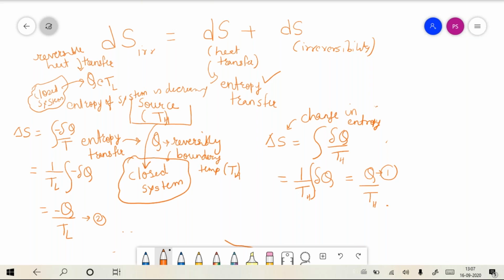So along with the heat flows the entropy. When the heat flows outside the system, when there is a heat transfer from the system to the surrounding, the entropy also flows along with this heat, as a result of which the entropy of the closed system would decrease. So along with the heat flows the entropy. This is one of the important points you need to note down.